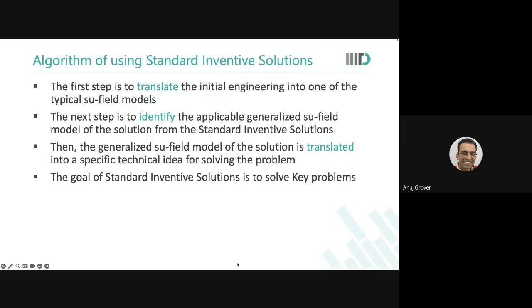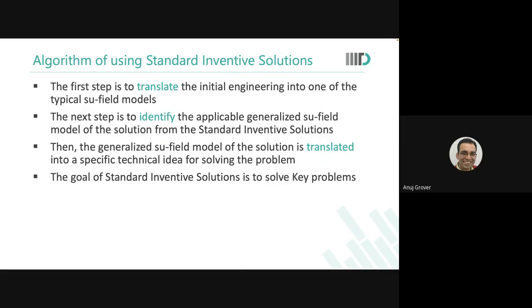So how do you implement substance field diagrams? I'm just giving you a quick introduction. I have not gone into much detail. How do you implement the substance field diagrams or substance field models or use standard solutions? The first step is identify the substances and the fields that you need to work with. So translate your function model into a substance field model.